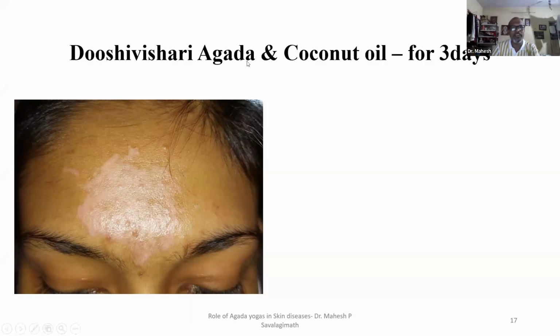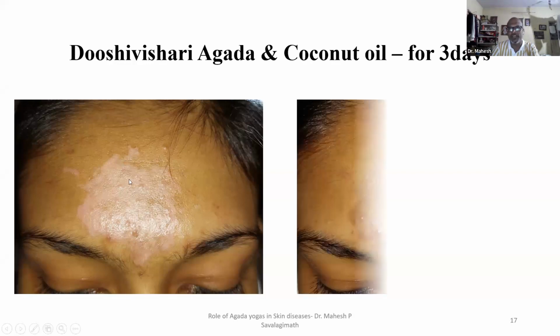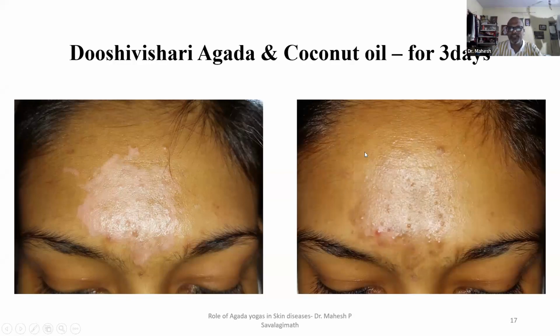So what I gave was Dushivisha and coconut oil external application. Dushivisha, we considered it as the low potent poison, that glue, and Shamana with coconut oil is needed. Pitta, Vata is there. So I gave that one. After 3 days, you can see the presentation is completely gone. And this pigmentation takes another week or so. She is perfectly all right.